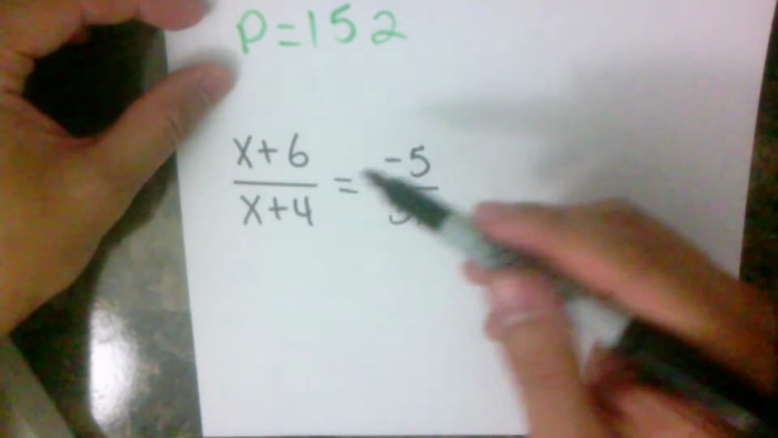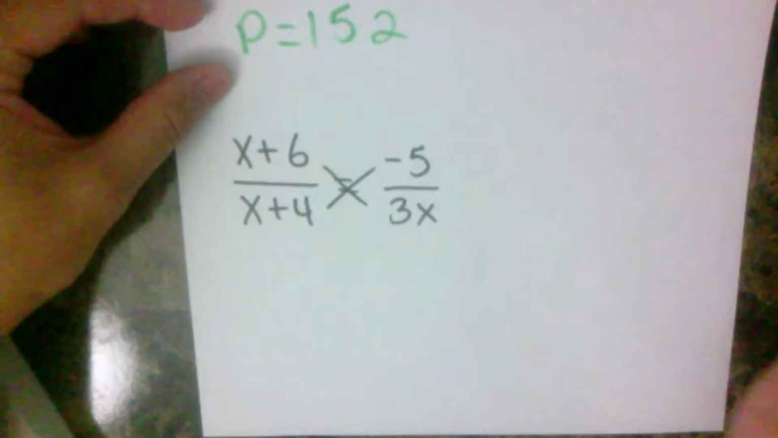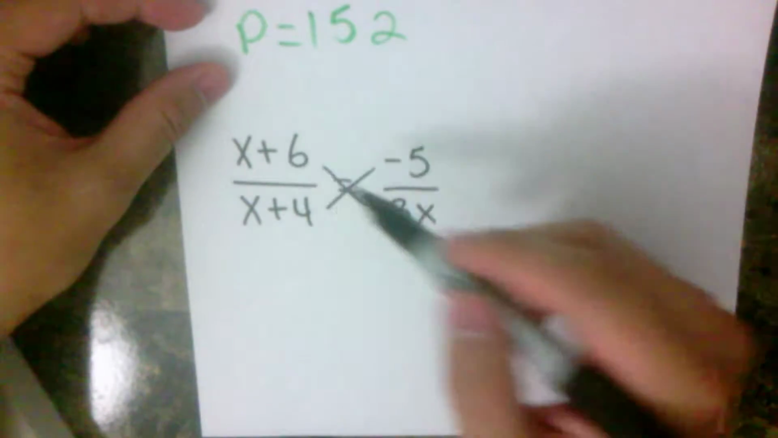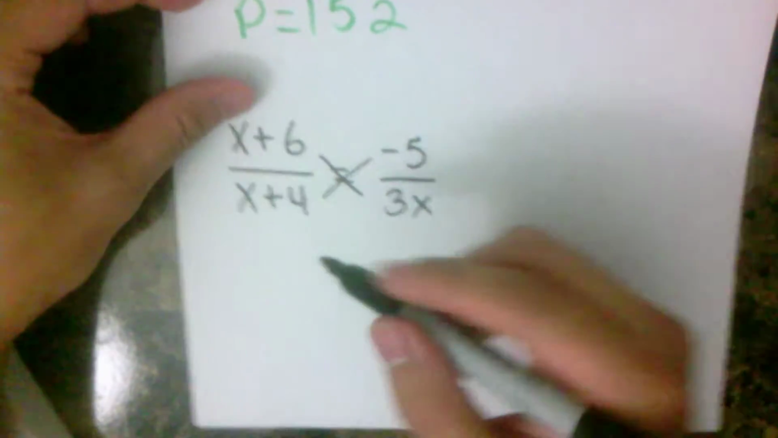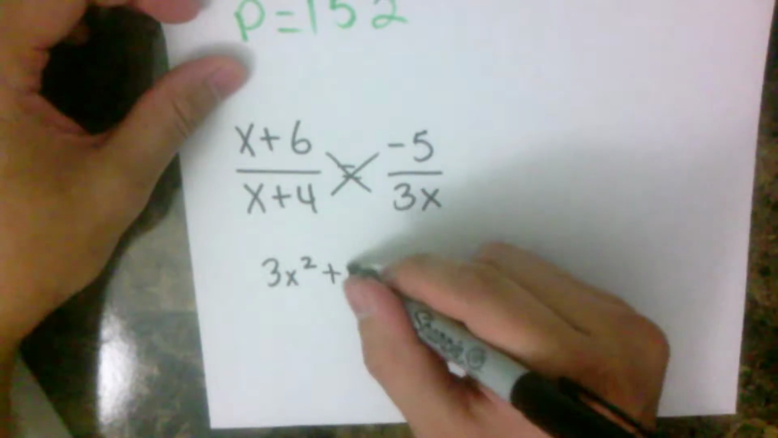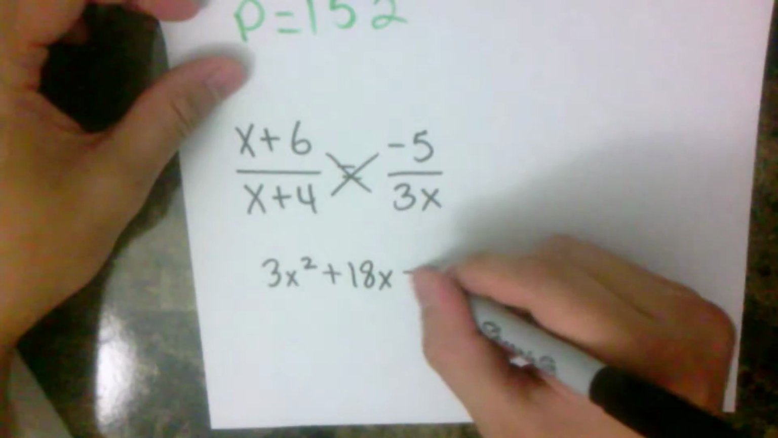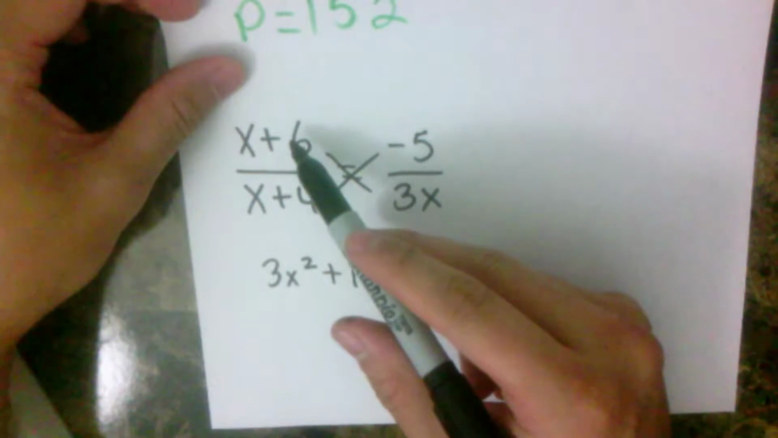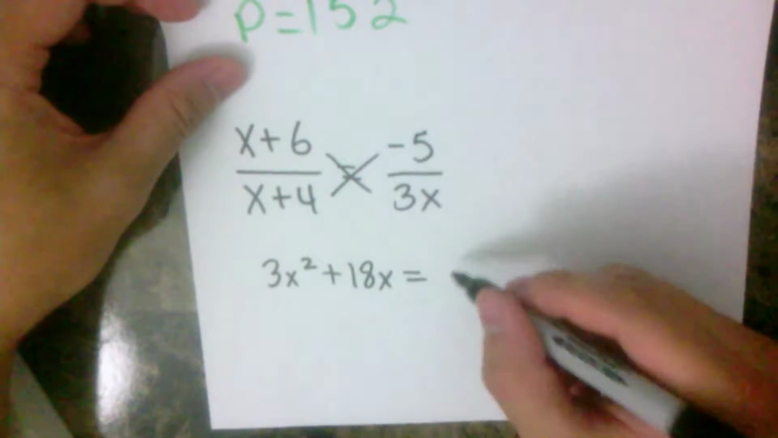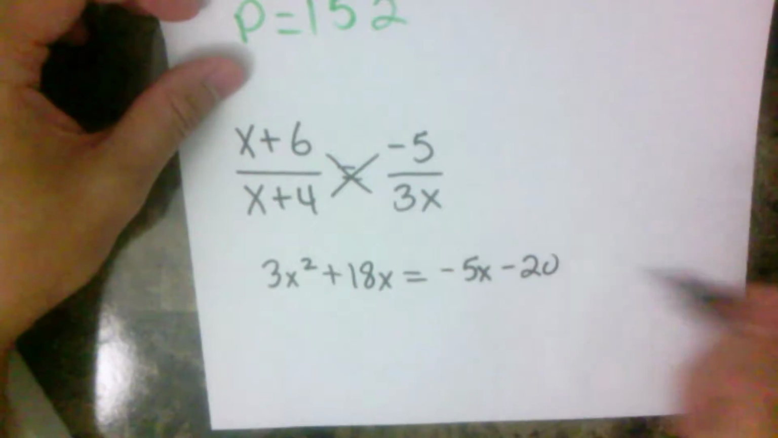So you have a fraction equal to another fraction. When you have that, you can go ahead and cross multiply. Let's multiply the top by the bottom and the bottom by the top. I'm going to do this one times that one first. 3x times x gives you 3x squared, and then 6 times 3x gives you 18x. Then let's put our equal sign and do the other one. Negative 5 times x is negative 5x, and then negative 5 times 4 is negative 20.